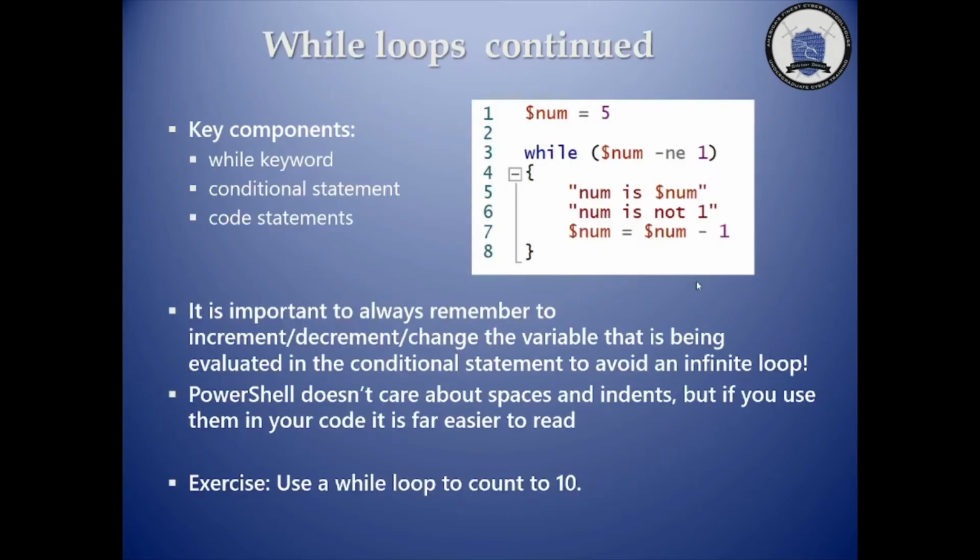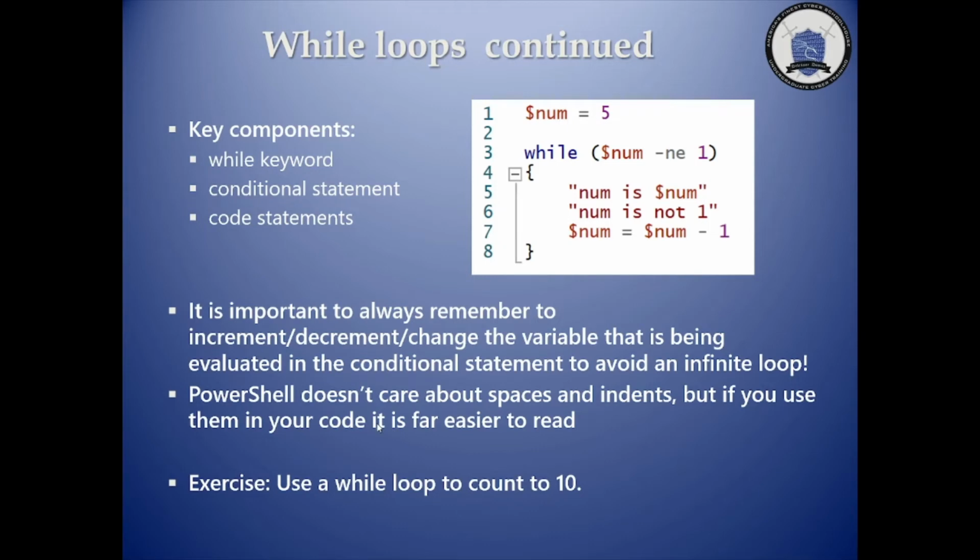All right, so a little bit more into while loops here. The key components of a while loop are obviously the while keyword, and then the conditional statement that'll go next to it. In our example here, we've got num is not equal to 1, and then obviously our code statements, which here are what's inside of these brackets. It's important to always remember to increment or decrement, or make some sort of change to the variable that is being evaluated in the conditional statement to avoid an infinite loop.